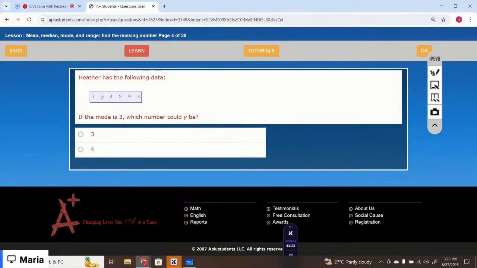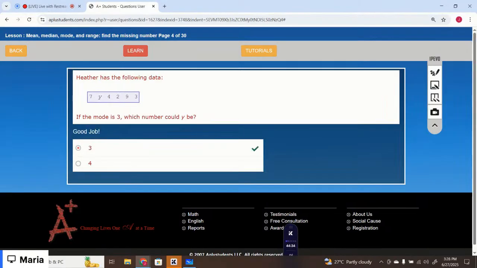Someone has the following data. If the mode is 3, what number could Q be? Which option is available?